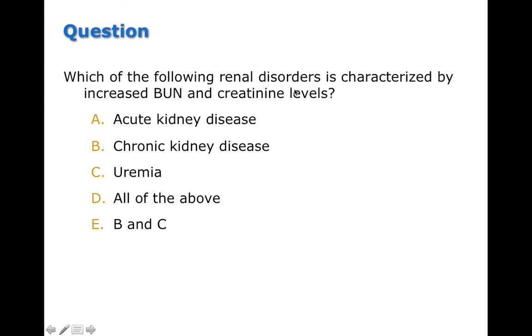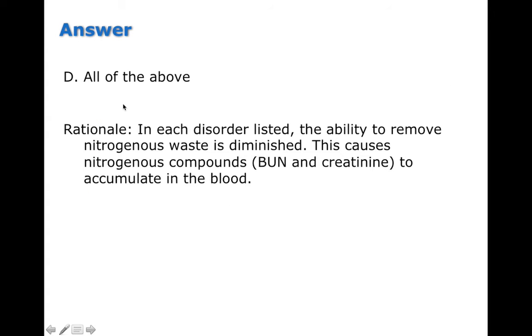So which of the following renal disorders is characterized by an increase in BUN and creatinine? Remember, these are both basically wastes that are normally eliminated by your kidneys. So which of these diseases would lead to the accumulation of waste in the blood? Would it be acute kidney disease, chronic kidney disease, or uremia? Only B and C, or all the above? Well, we know it's all the above, right?